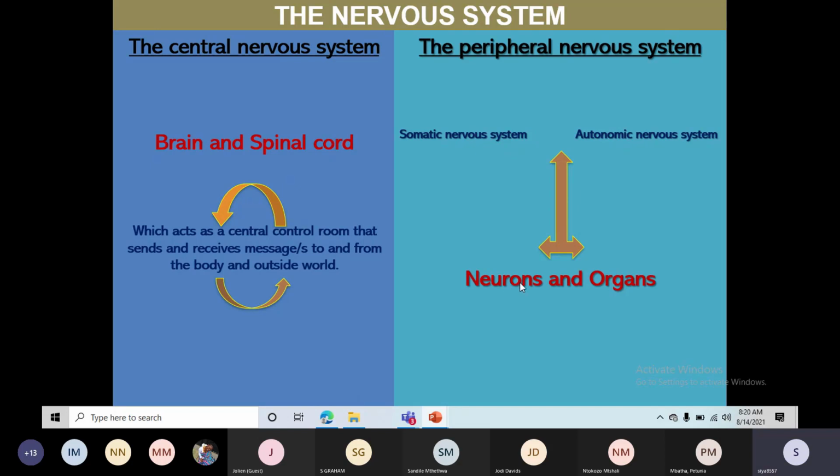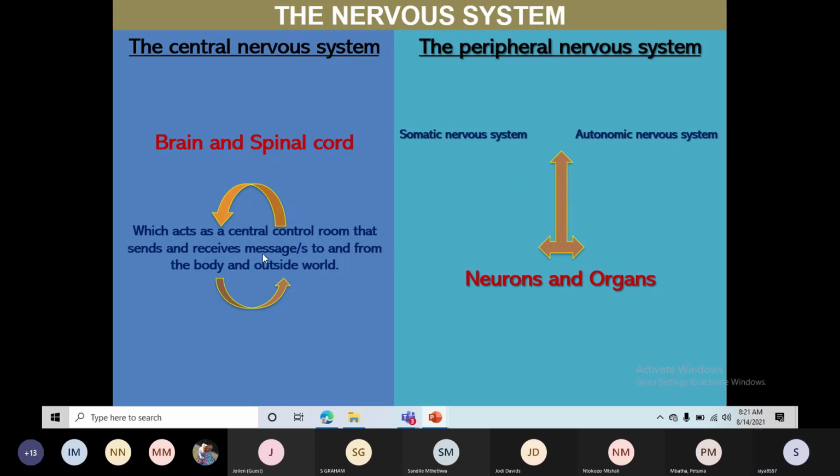The peripheral nervous system is made up of neurons as well as organs that lie outside and beyond the brain and the spinal cord. It has two main parts: the somatic nervous system and the autonomic nervous system. So in short, it consists of the neurons and the organs which lie outside and beyond the brain, and it is connected to the spinal cord.